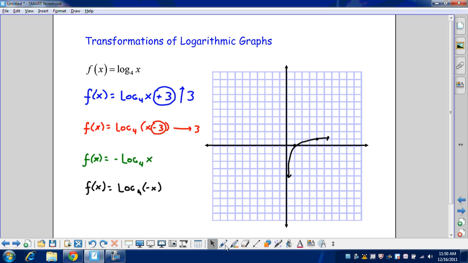And I'm done. So that's it for f of x equals log base 4 of x minus 3. Now let's go into the 2 kinds of reflections, over the x-axis and over the y-axis. So the first one, the green one, I have a negative out in front of the log. When I have a negative outside of the function, that's going to reflect me over the x-axis.